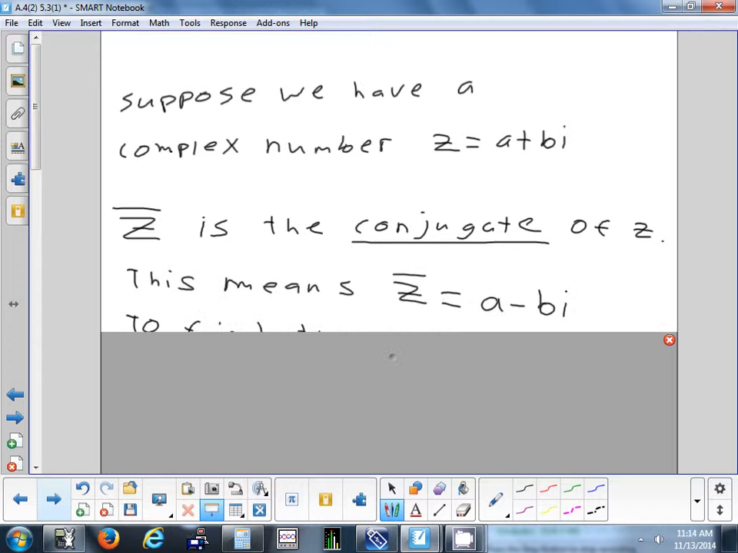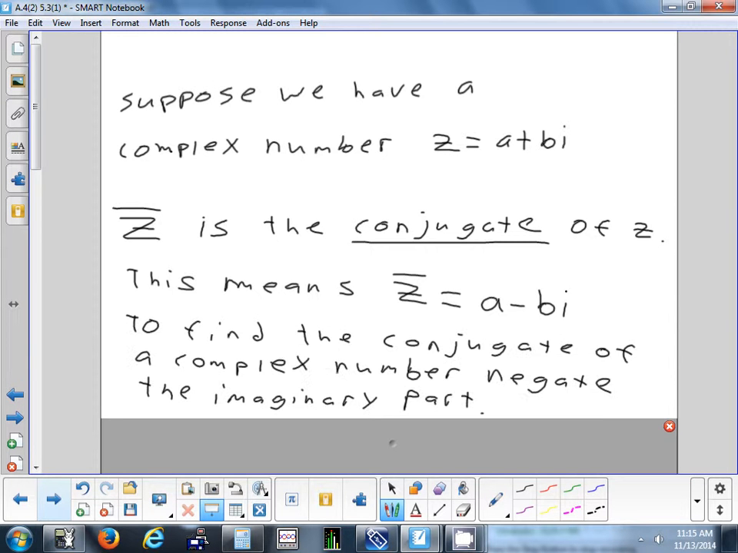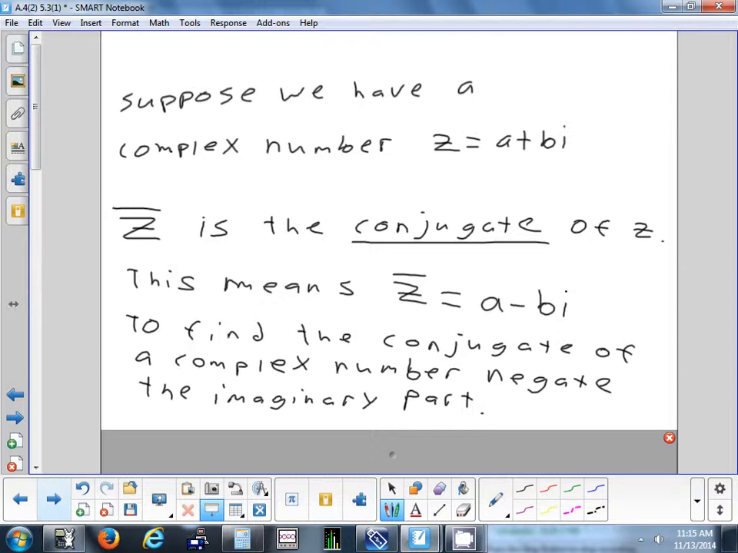Okay, and what is the conjugate? Well, if the original complex number was a plus bi, the conjugate is a minus bi. So all you have to do to find the conjugate of something is change the sign. That's what negate means. Change the sign of the imaginary part. Leave the real part alone. You don't change that. So if the imaginary part started out positive, it becomes negative, and if it started out negative, it would become positive.